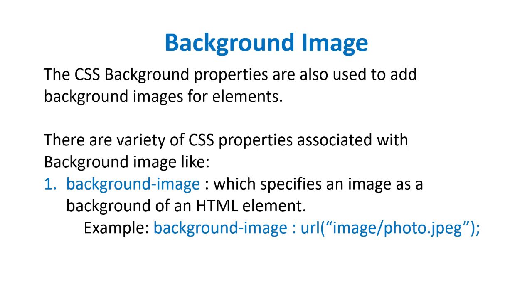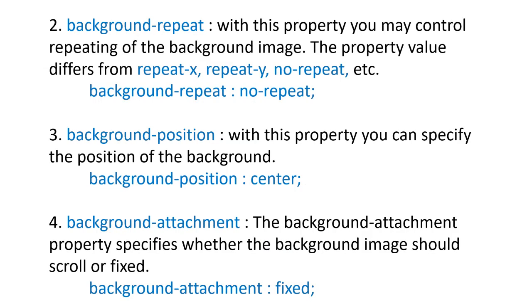The CSS background properties are also used to add background images for elements. There are a variety of CSS properties associated with background images. 1. background-image, which specifies an image as the background of an HTML element. 2. background-repeat. With this property you may control repeating of the background image. The property value differs: repeat-x, repeat-y, no-repeat, etc.